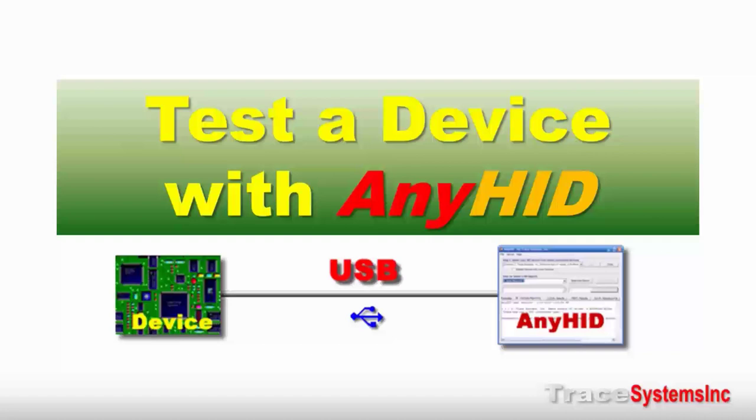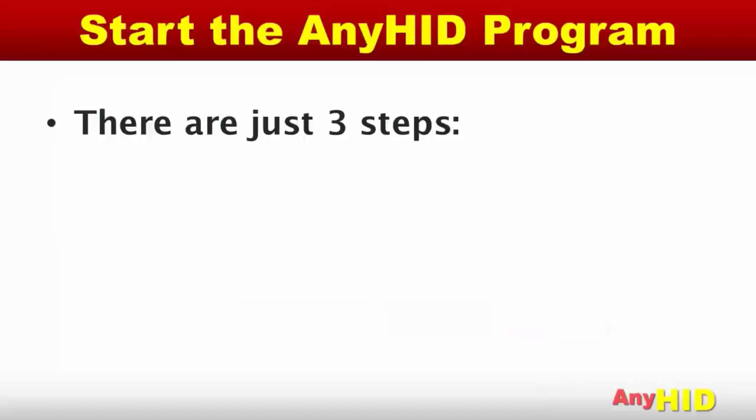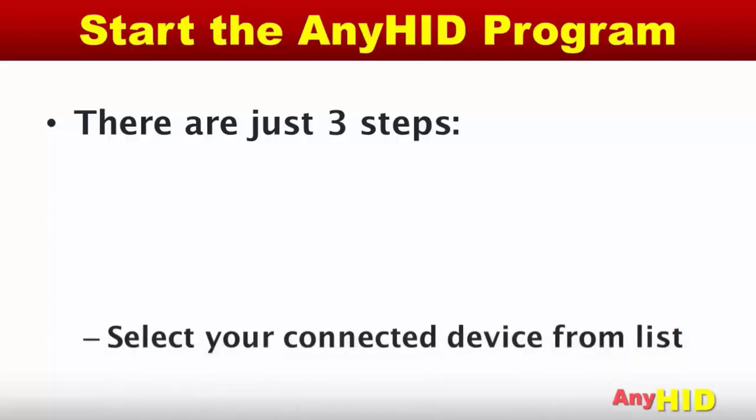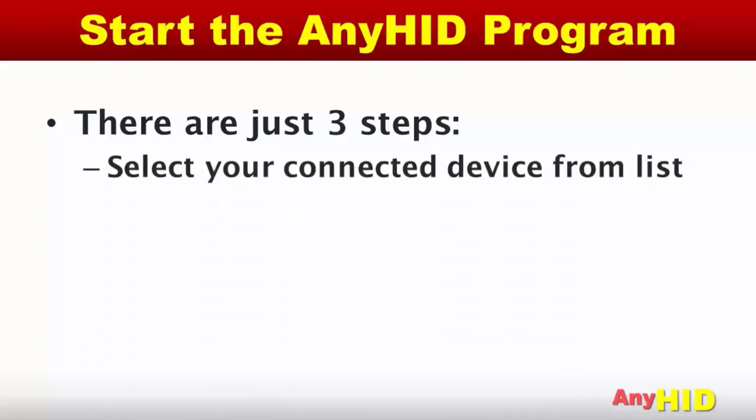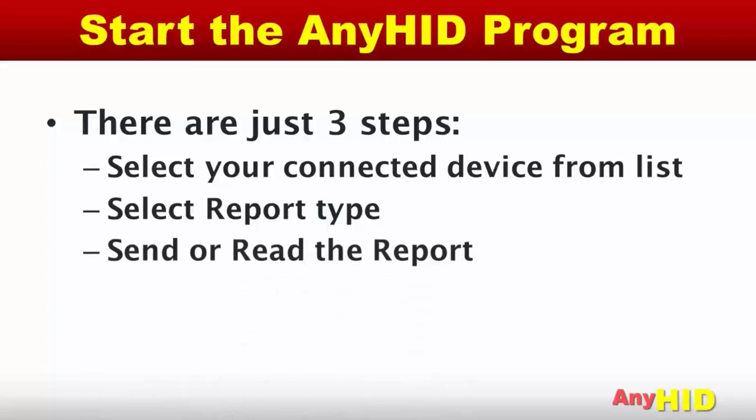Hi, I'm Dr. Bob. In this video, we'll show you how to use AnyHID to communicate with a HID device. First, of course, we'll have to start the AnyHID program. Then, there are 3 steps. Step 1, select your device from the list of connected USB HID devices. Step 2, select an input report or an output report or a feature report in your selected device. And step 3, send or read the data.